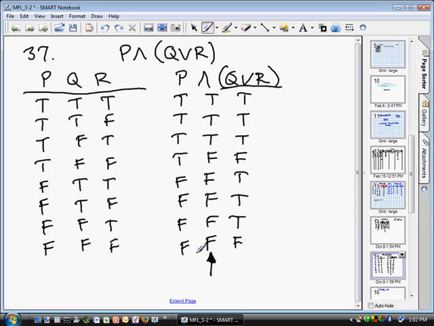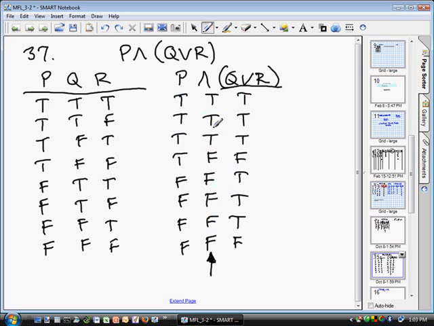Now, here comes the final job. We have to do the and. And this rule is only true when both are true. So here we go. True, true. I'm looking at these two now. True, true. That's a true. True, true. Again, they're both true. The third one is also TT. And the rest of them, we don't have both trues, do we?